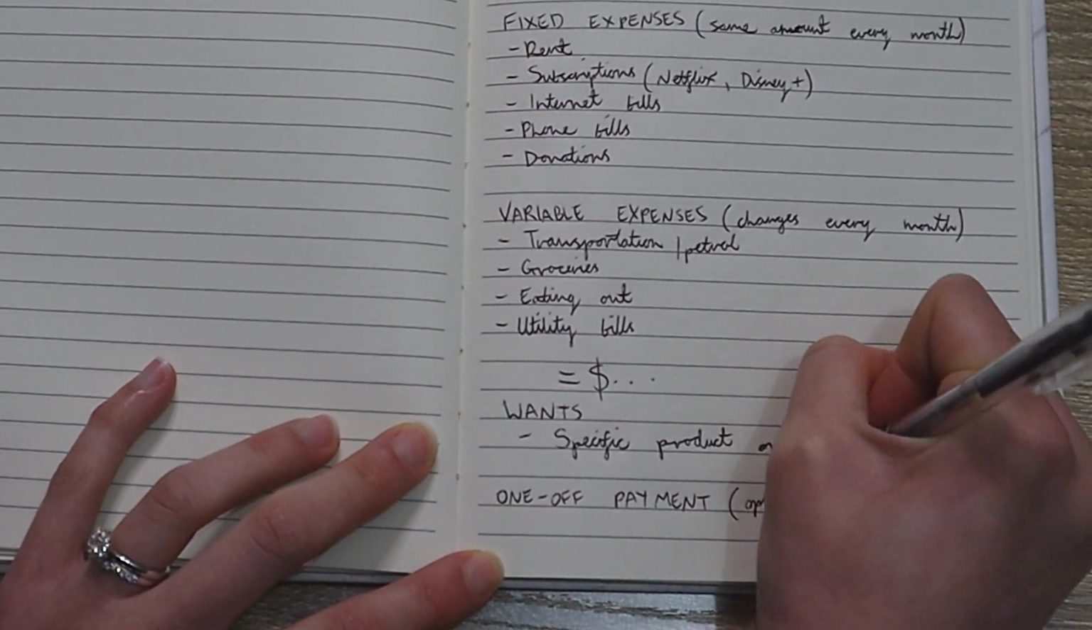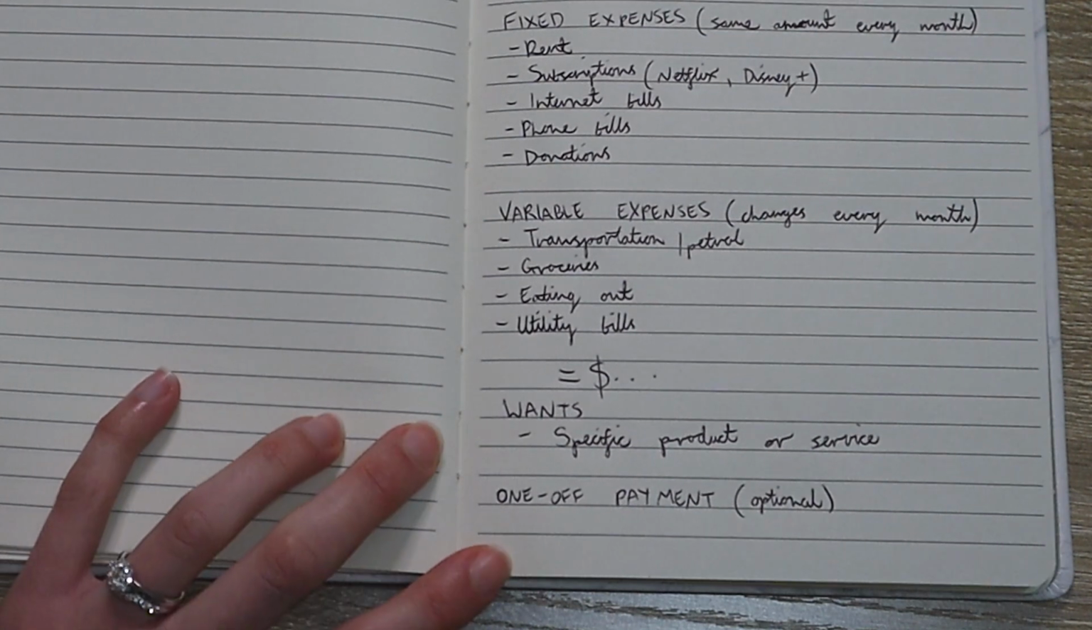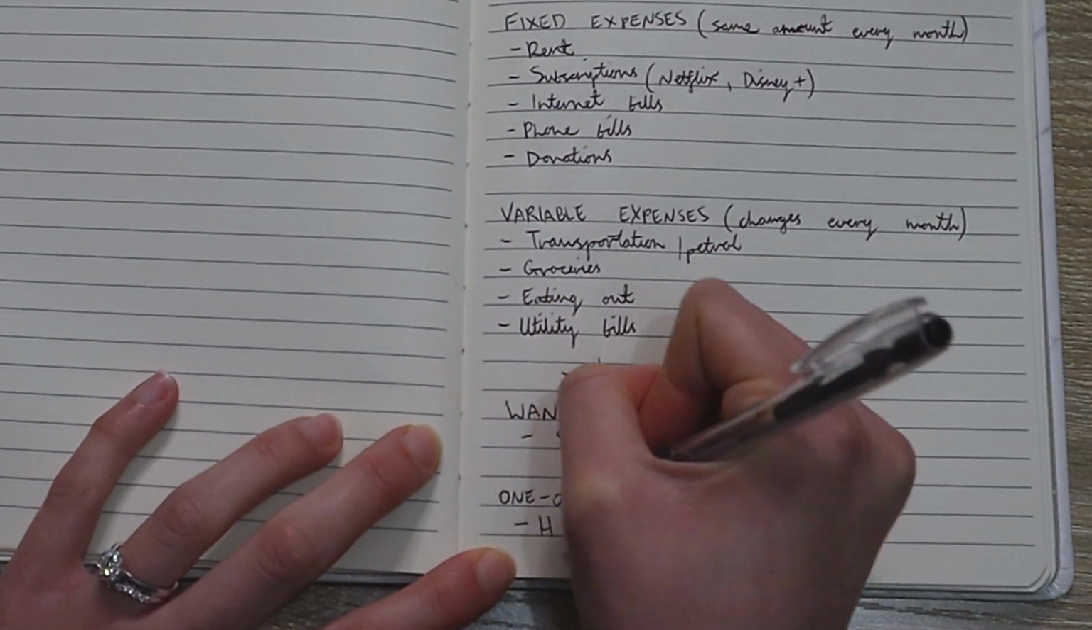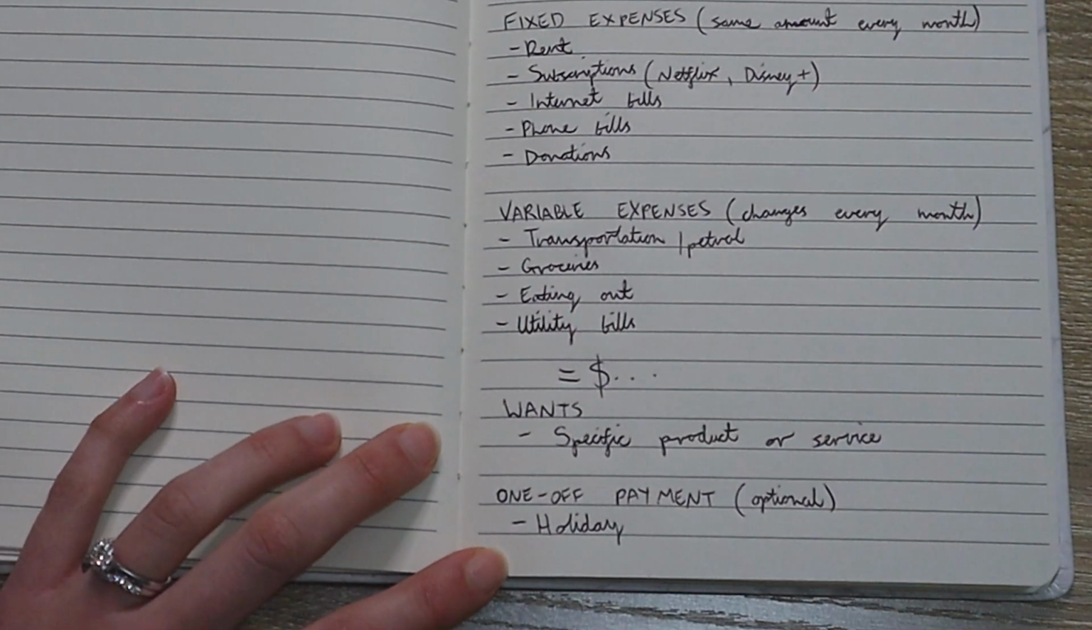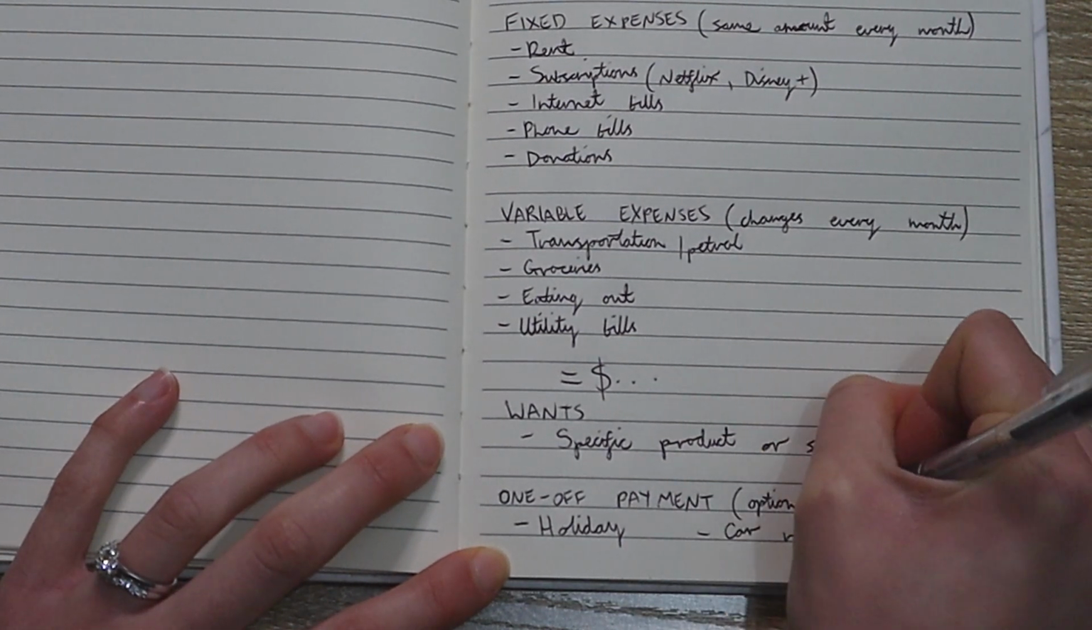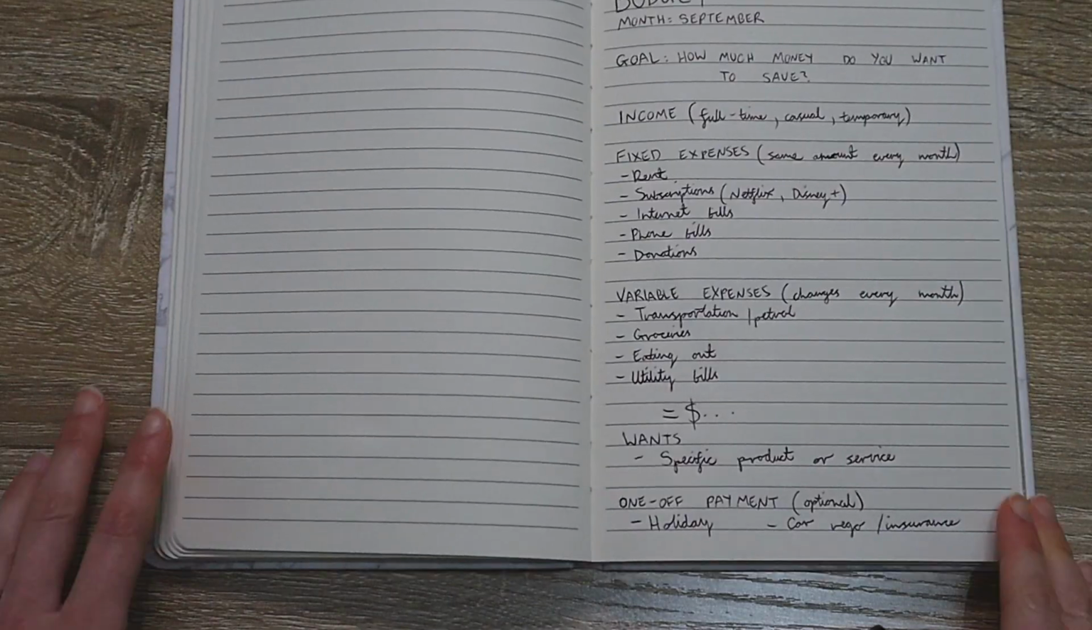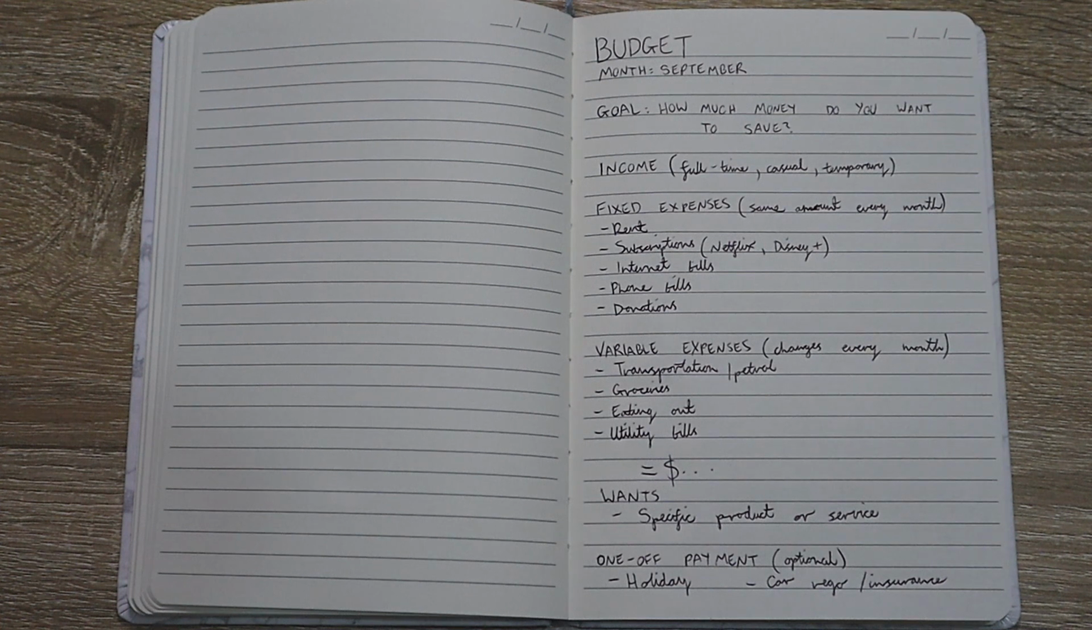So the last thing you may want to add to your budget is your one-off payments. So these can be small or large payments. So for example, you may have a holiday coming up and you have to pay for that holiday. So that will be a one-off payment. Or you may have to pay for your car insurance or registration that is due. So just keep in mind, you may have to sacrifice your wants for that month in order to pay for more essential or urgent things coming up.